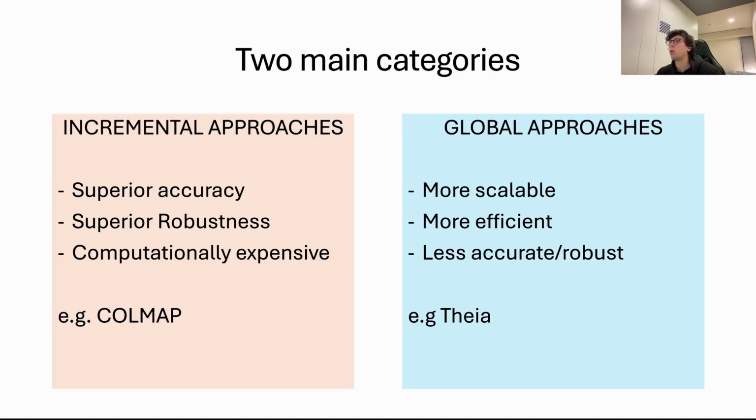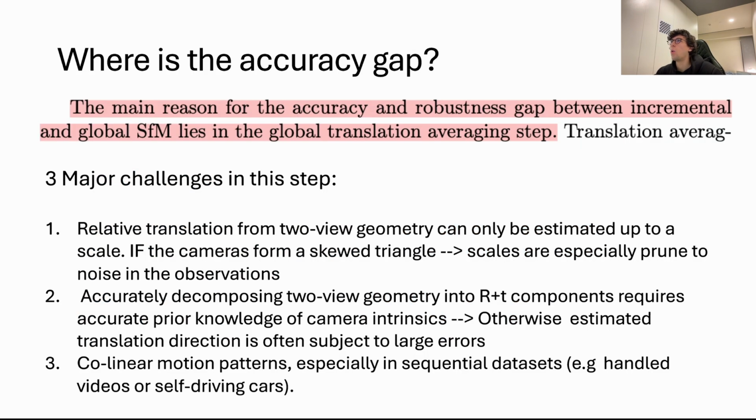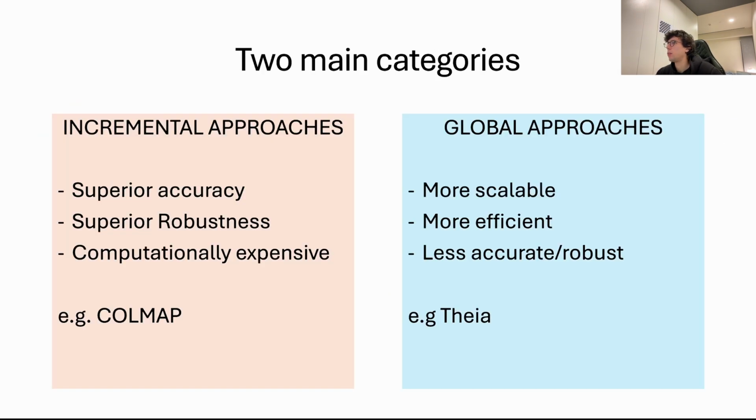So again, we saw these two main categories. We have the incremental approaches that have superior accuracy and robustness, but they are computationally expensive. The example is COLMAP. And now we have the global approaches that are more scalable and efficient, but they are less accurate and robust. An example is Theia, but GLOMAP is another recent example, right? So where does this accuracy gap, given by the lower accuracy and robustness, come from?